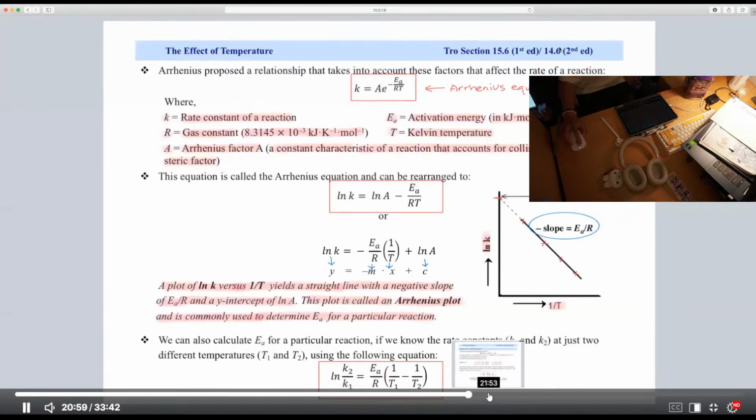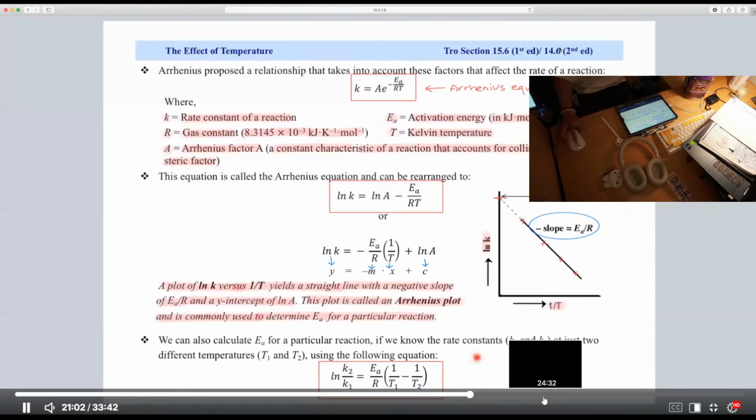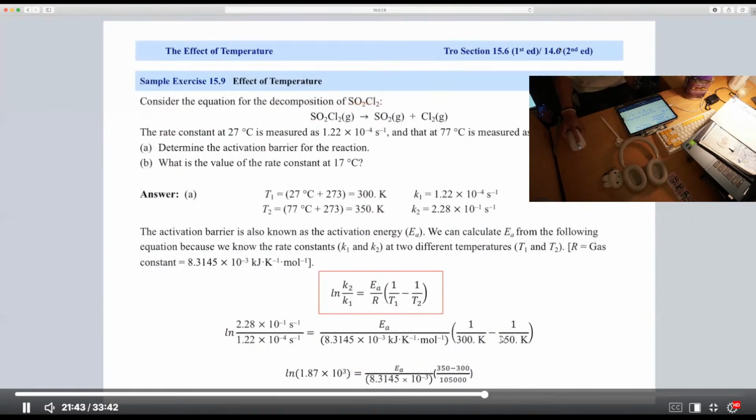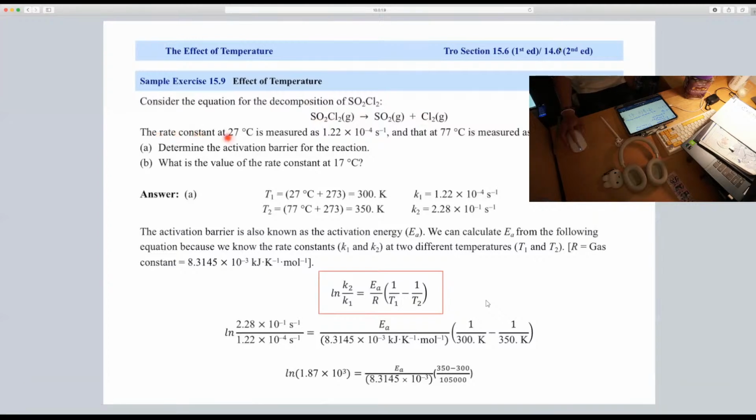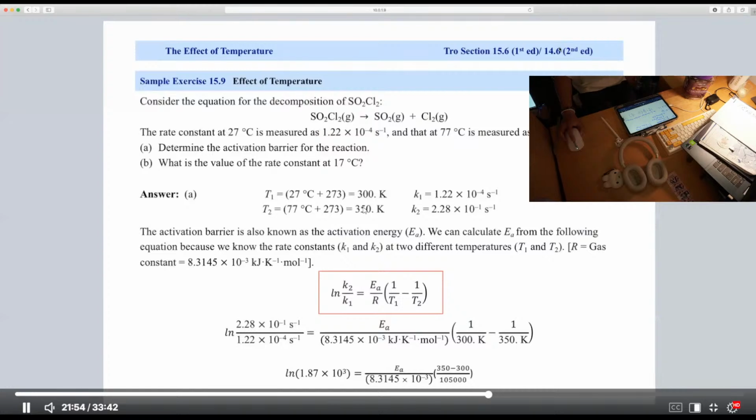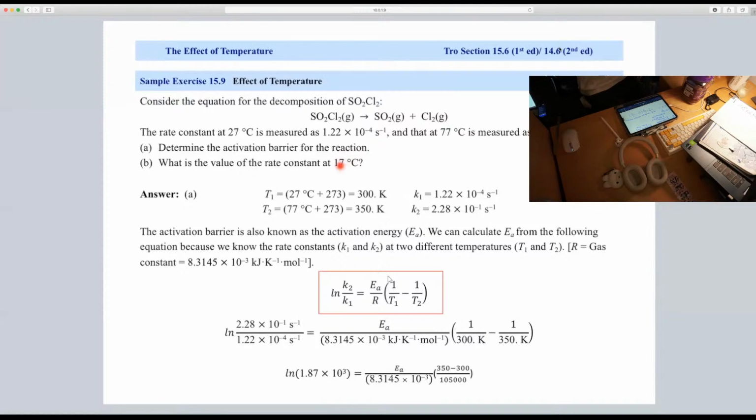And if you want to know the derivation of how you go from here to here, your textbook gives you that derivation. Now we take the decomposition of SO2, and they give us the equation. They tell us the rate constant at 27 degrees Celsius is measured to be this value. So we carry out the experiment in the lab, and at 27 degrees Celsius, this is the rate constant. And then we just raise the temperature. When you raise the temperature to 77 degrees Celsius, the rate constant increases to this value. Now from these two measurements, we need to determine the activation barrier. Remember, activation barrier is the activation energy for the reaction. And in the second step, if you change the temperature to 17 degrees Celsius, we want to know what the rate constant would be.